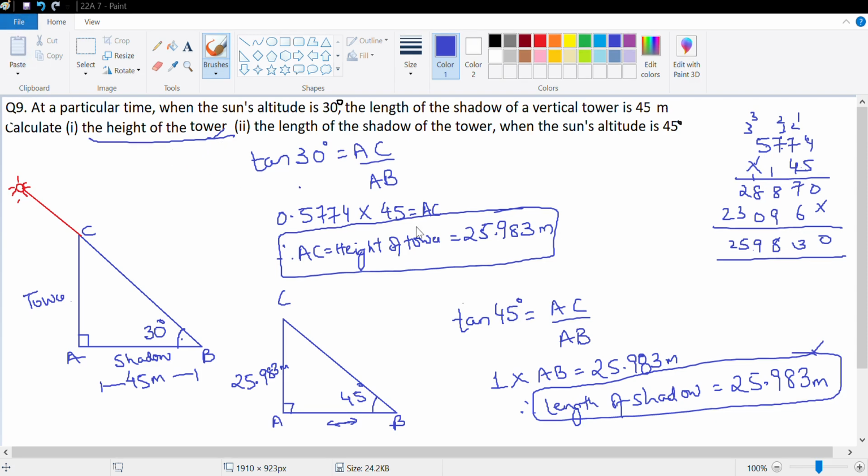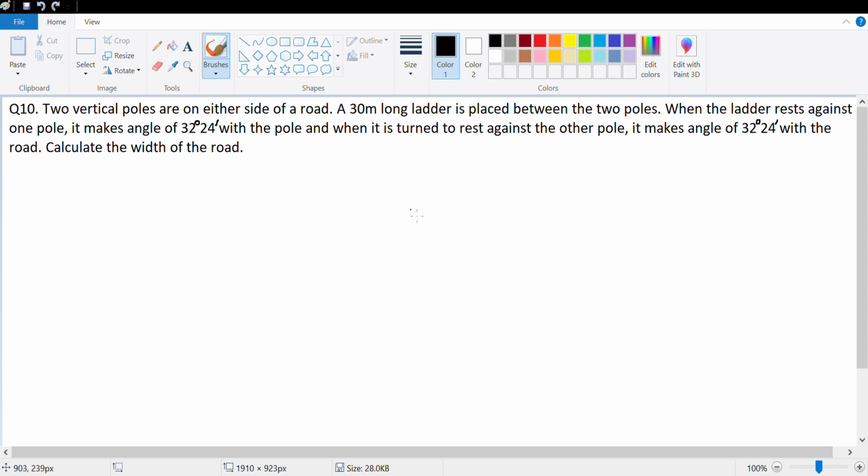Next question. The next question that we are doing is question number 10. Question 10 says, two vertical poles are on either side of a road. A 30-meter long ladder is placed between the two poles. When the ladder rests against one pole, it makes something, and when it rests against another pole, it makes something. Calculate the width of the road. Perfect. So there is the same ladder which is being put against two poles.